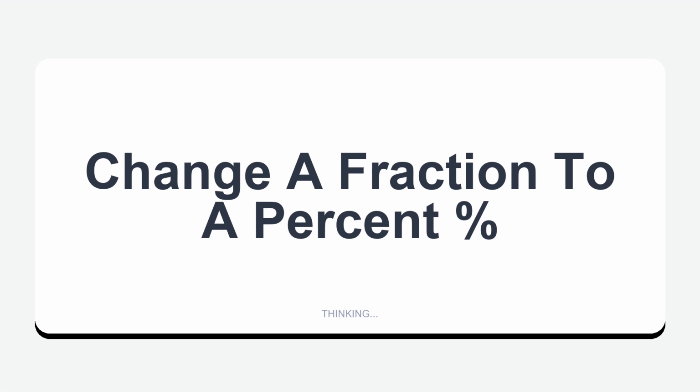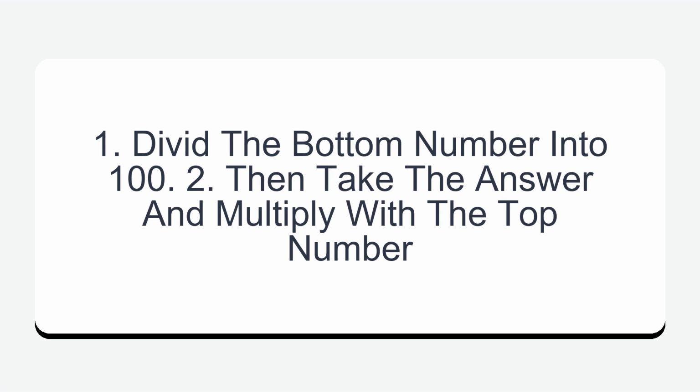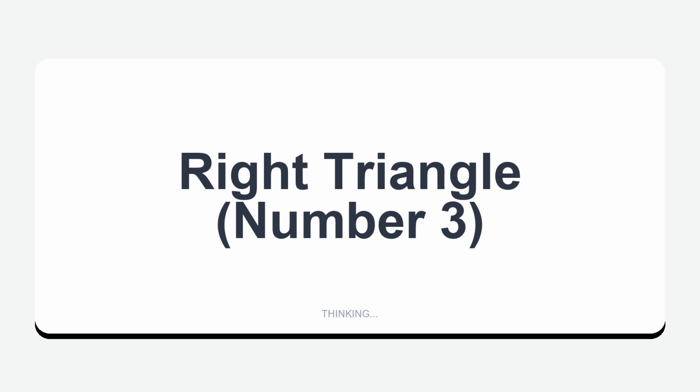Change a fraction to a percent. 1. Divide the bottom number into 100. 2. Then take the answer and multiply with the top number. Right triangle, number 3: 9, 12, 15.